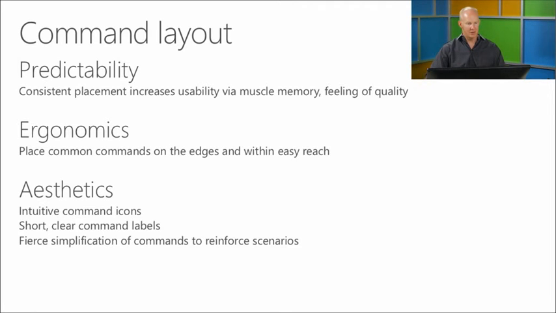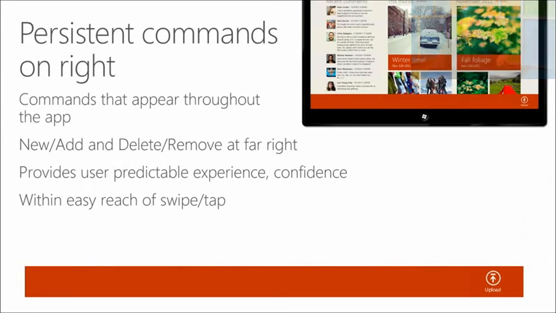And here's an example. So persistent commands always go on the right. So if it's a global command that's going to go throughout the application, if you always put that on the right-hand edge, users will always know that wherever they are, if they want to upload some new photos, like in this photo app, they're just going to grab from the bottom or hit Windows Z or right click on the app, and that command is always going to be under their right thumb, right? And that's just a quality, consistency, predictability kind of thing for your users, right? And they appear throughout the app that way.